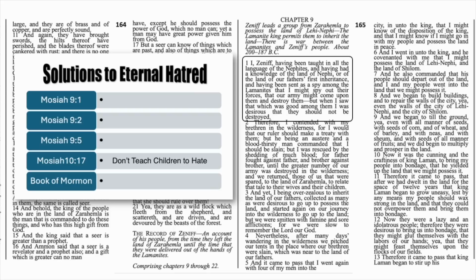What do I mean by that? Read Mosiah 9:1, looking for how Zeniff saw the Lamanites. What glasses did he have on when he looked at them? And pull out the glasses that you brought at this point. Were they eternal hatred glasses? Judgmental glasses? Exploitative glasses? What can you find? Verse 1 says that when Zeniff goes down with his group of spies, initially with the intent to destroy the Lamanites, he says, "When I saw that which was good among them, I was desirous that they should not be destroyed." That, to me, is the first step to solving these kinds of problems.